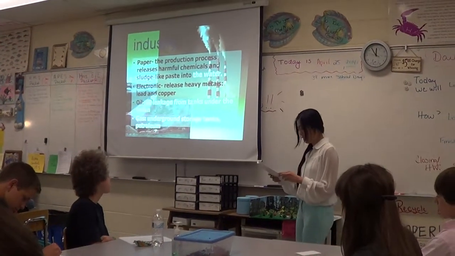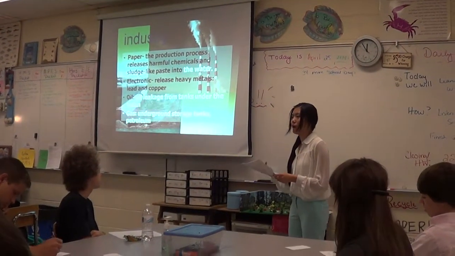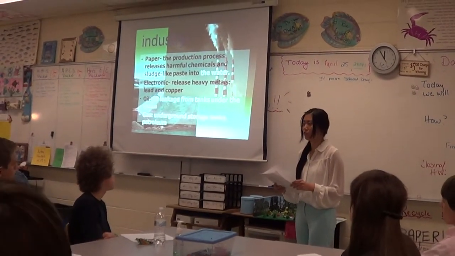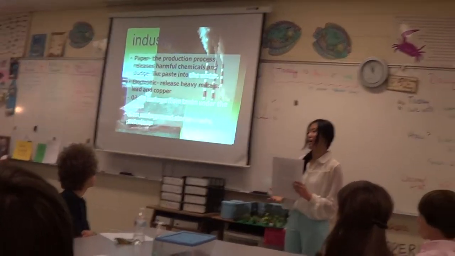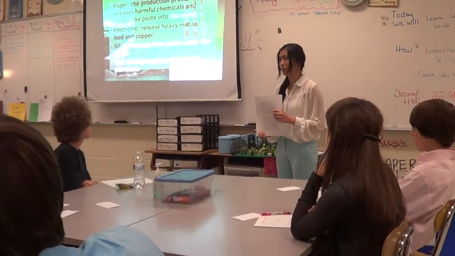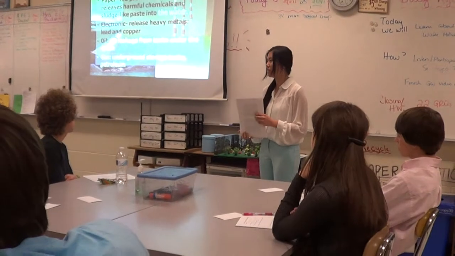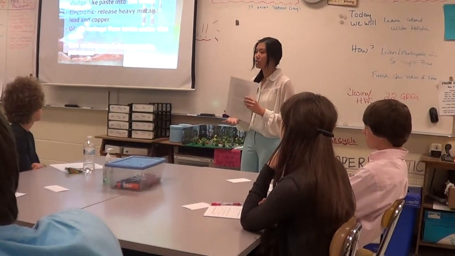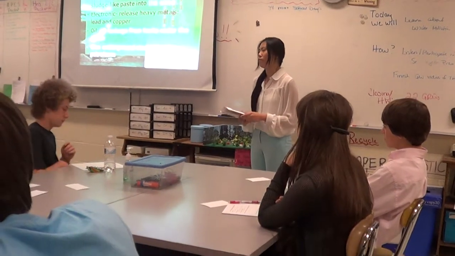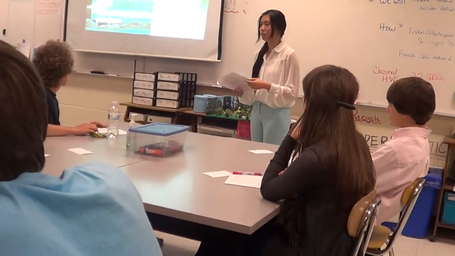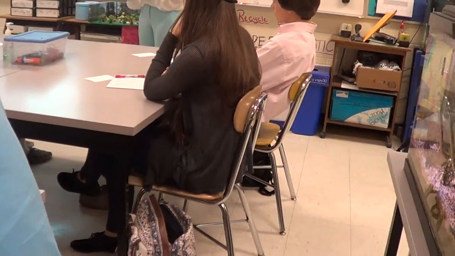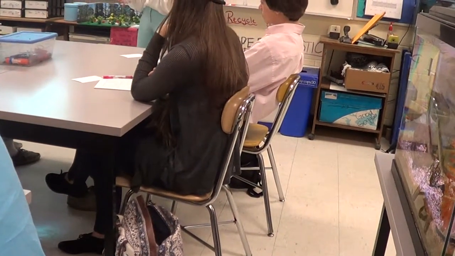For industry, the paper production process is known for deforestation, but it's actually not the only thing that they do. They actually replant some of their plants. They also release a sludge-like paste into the water, which causes many effects, like too many nutrients, eutrophication, when algae grow into the water.